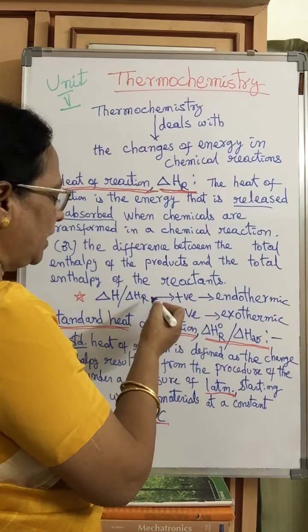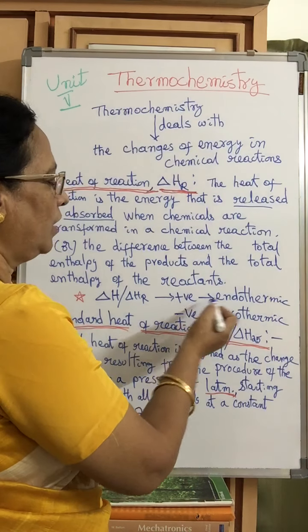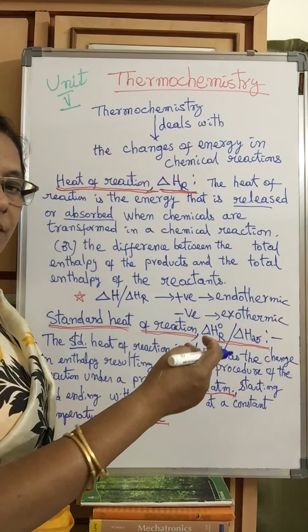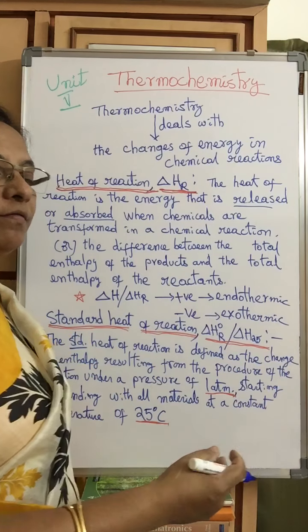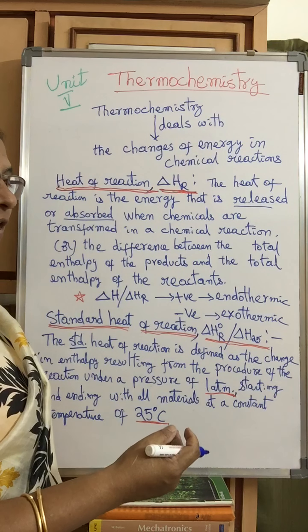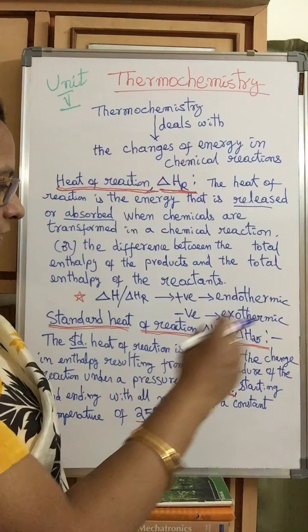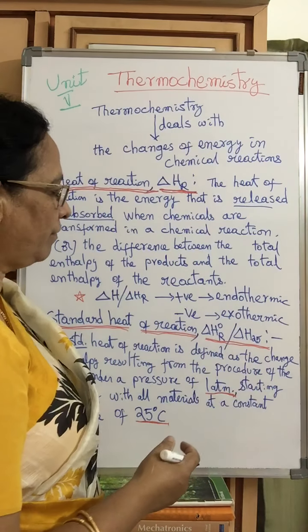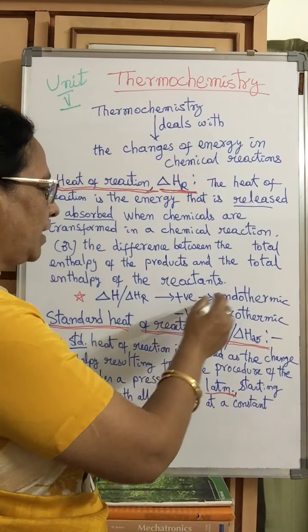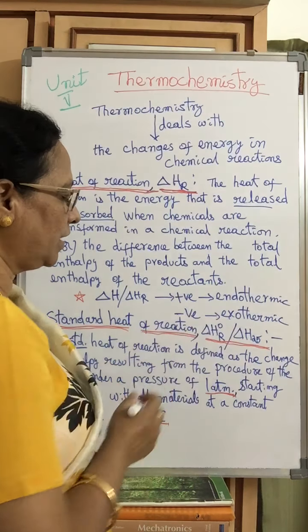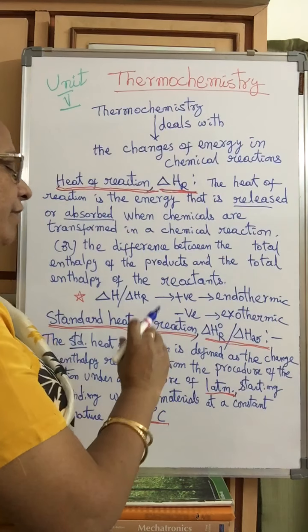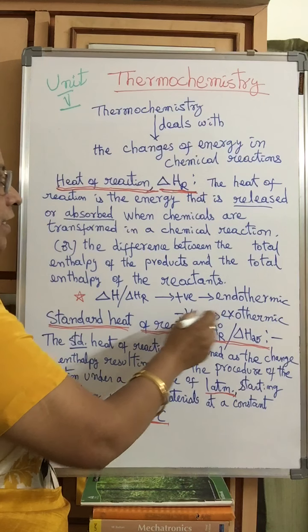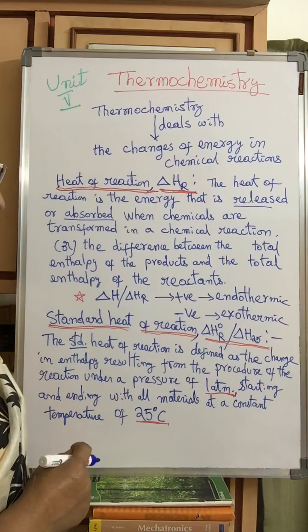Now when delta HR is positive, that is an endothermic reaction. That means for endothermic reactions we need to supply some amount of energy. Okay, for the transformation of reactants into the products, we need to supply some quantity of energy. So delta H is positive for endothermic reactions. And for exothermic reactions, some quantity of energy will be released, so delta H will be negative for exothermic reactions.